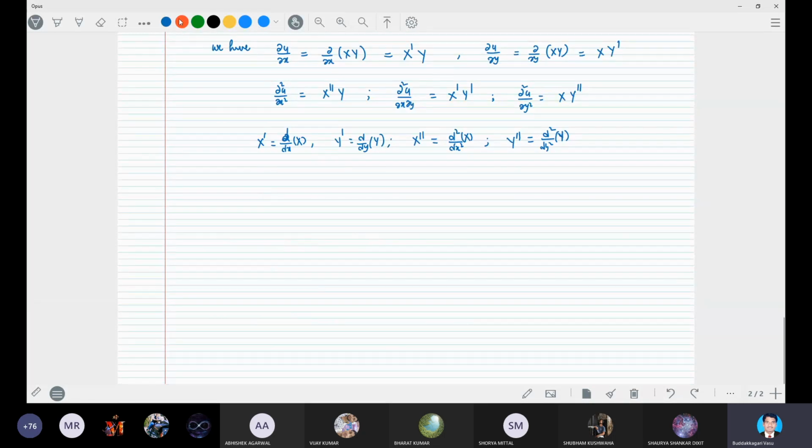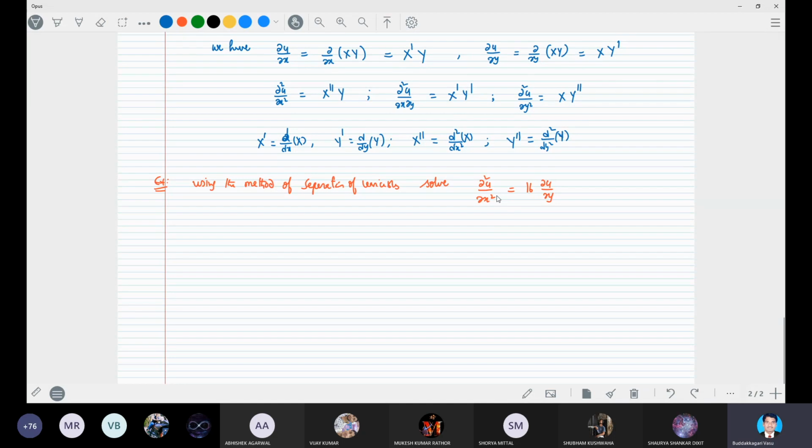So here let's take an example to solve the problem using the method of separation of variables. Solve the partial differential equation dou square u by dou x square is equal to 16 into dou u by dou y.